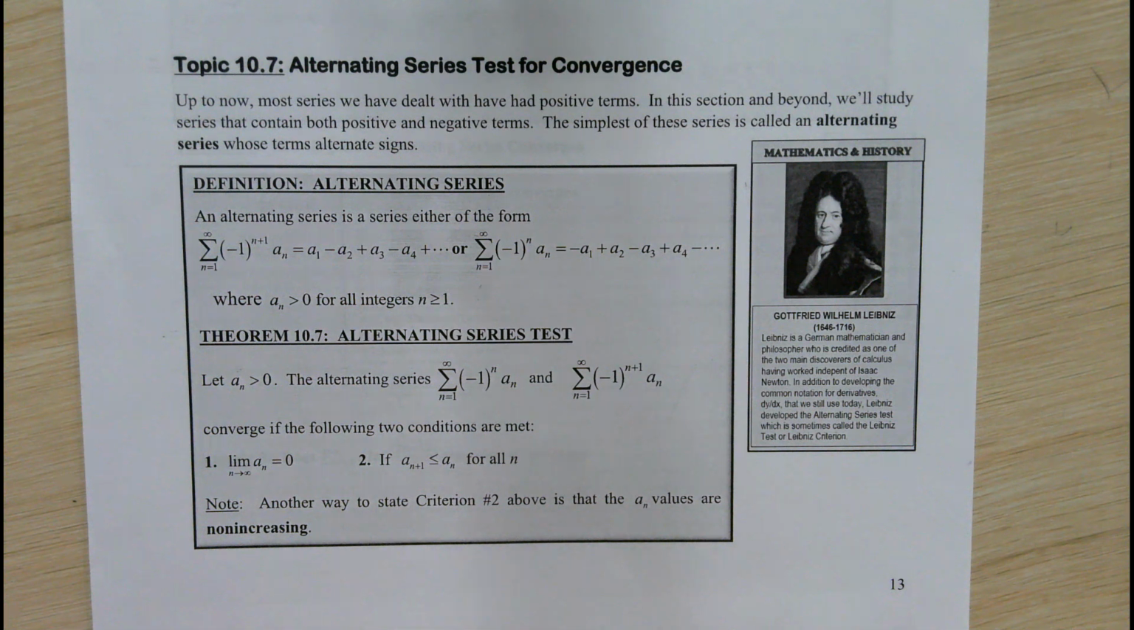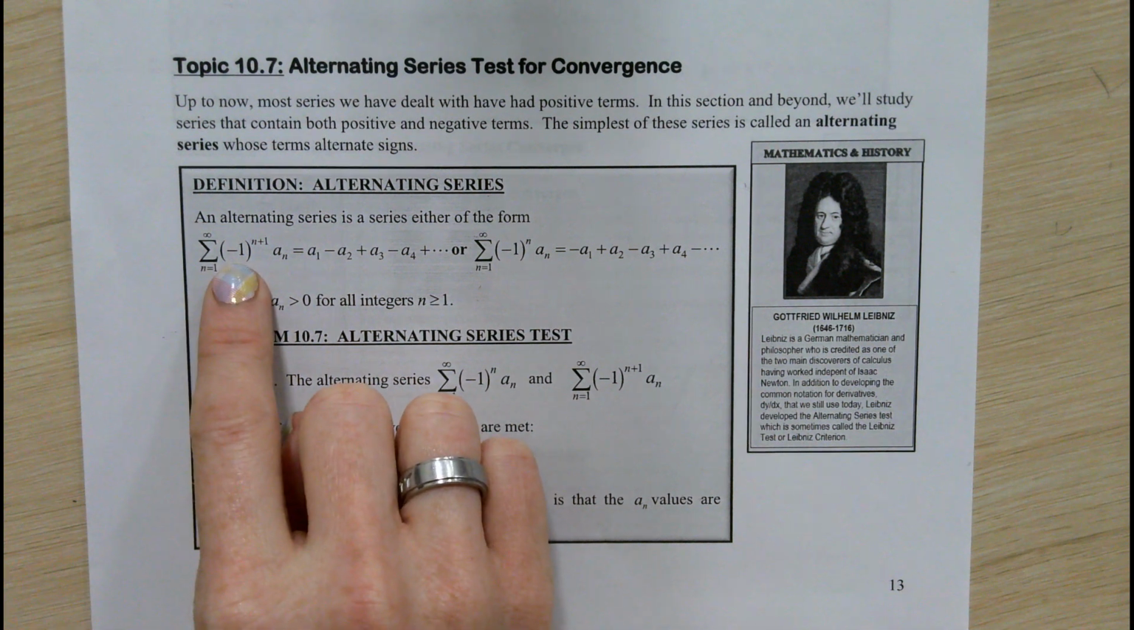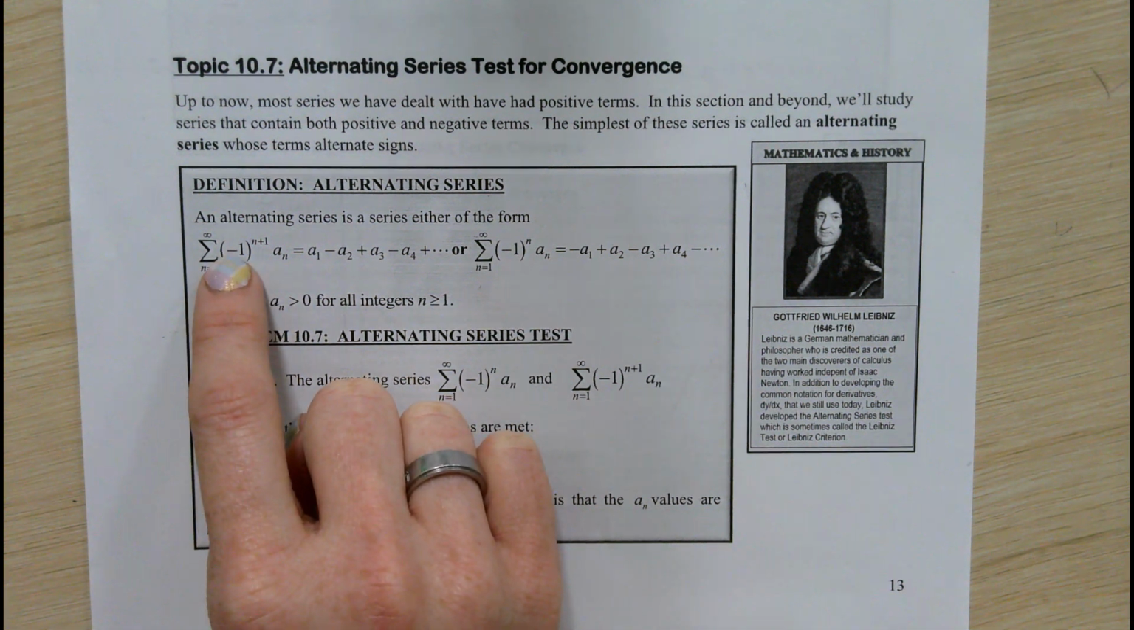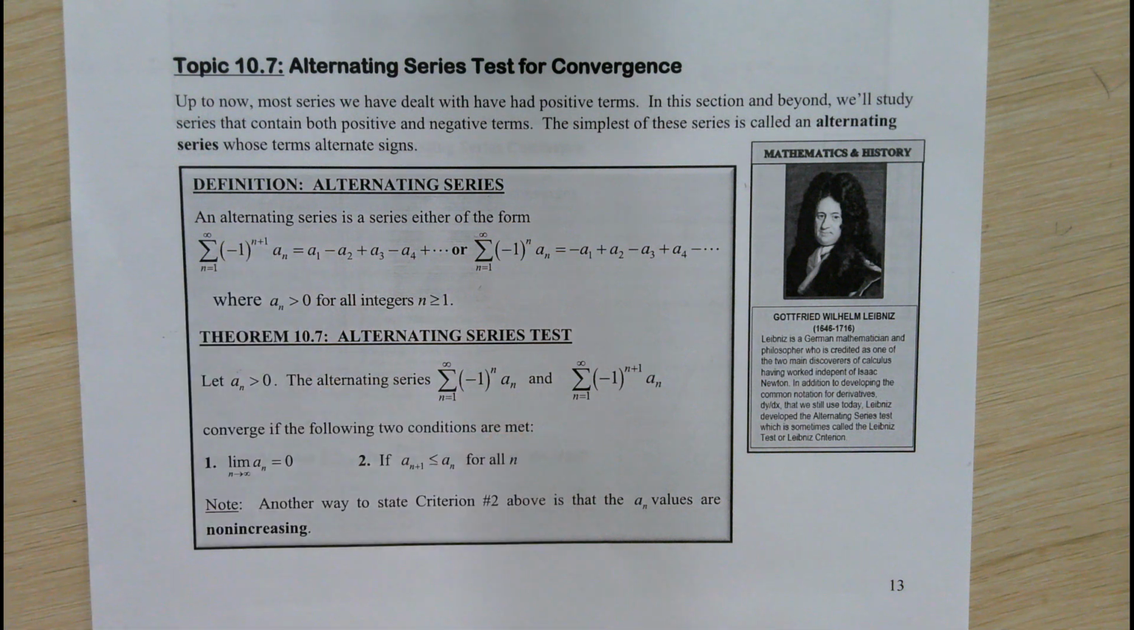We're going to start with topic 10.7, which is on page 13 of your notes packet. So if you'd find that, that's where we'll begin. We're going to talk about the alternating series test for convergence, which is going to be especially useful for series that have some kind of alternating component. You'll see that most commonly as a -1 raised to a power related to n.